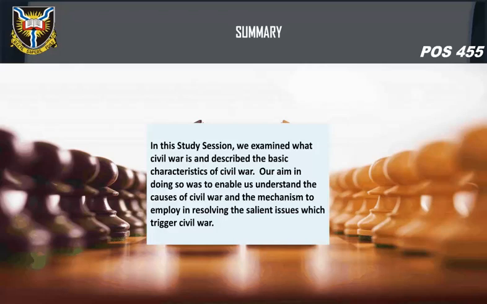Summary of study session. In this study session, we examined what civil war is and described the basic characteristics of civil war. Our aim in doing so was to enable us to understand the causes of civil war and the mechanisms to employ in resolving the salient issues which trigger civil war.